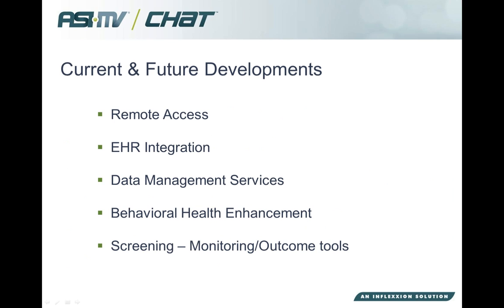So, current and future developments. We have released a remote access, which is a functionality that allows you to email your client a link to take an ASI MV from either their home or other secure location. Once they receive the email link from you, they have 7 days to complete the ASI MV, and once they do, you will get an email that they have completed it, and you will have access to the reports at your location.